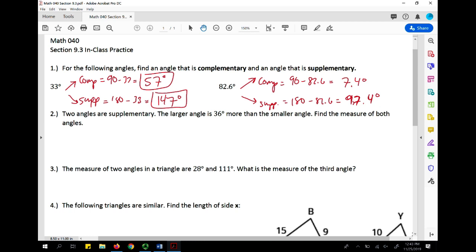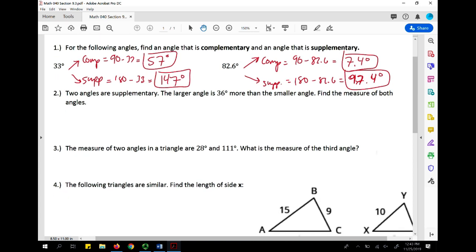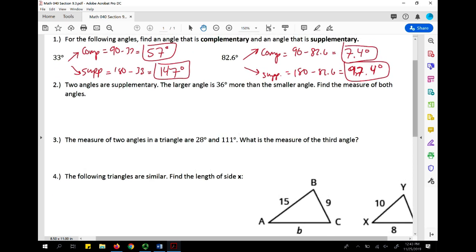Yeah? What do you say? Questions on those ones? It's just the definition of complementary and supplementary.